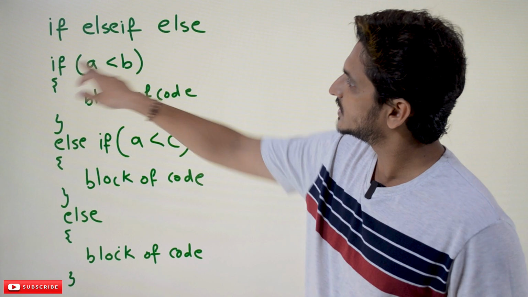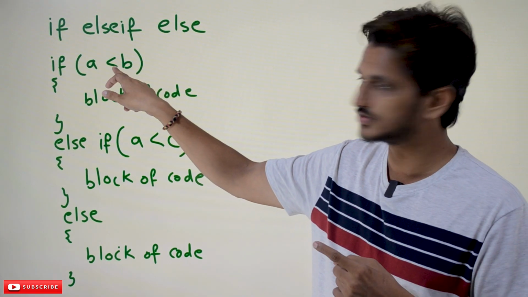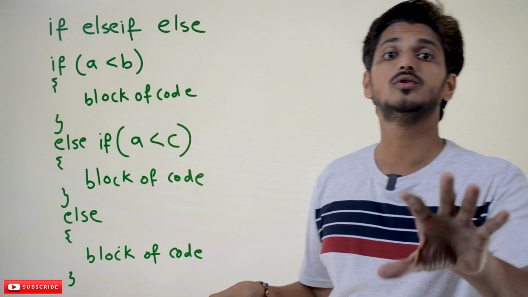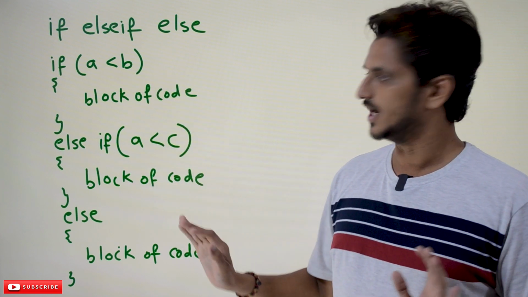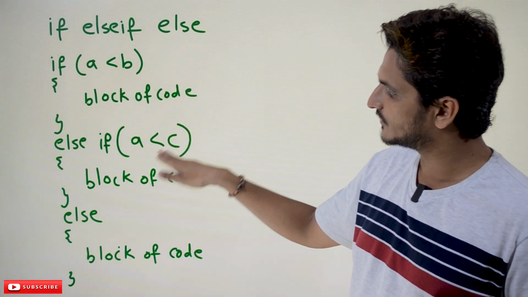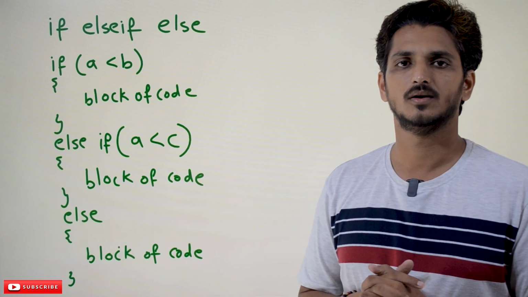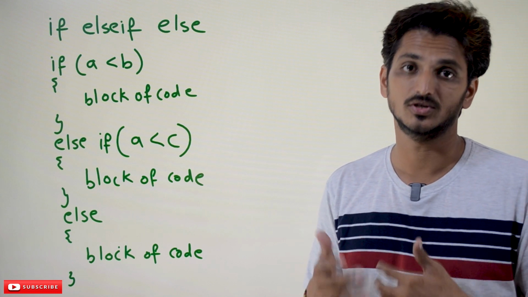So if this condition is true, how is it going to execute? It will execute this block of code and it is not going to check the remaining else if conditions. It will stop here. It is not going to check the remaining else if conditions and it is not going to execute the else body also. This is how it executes.